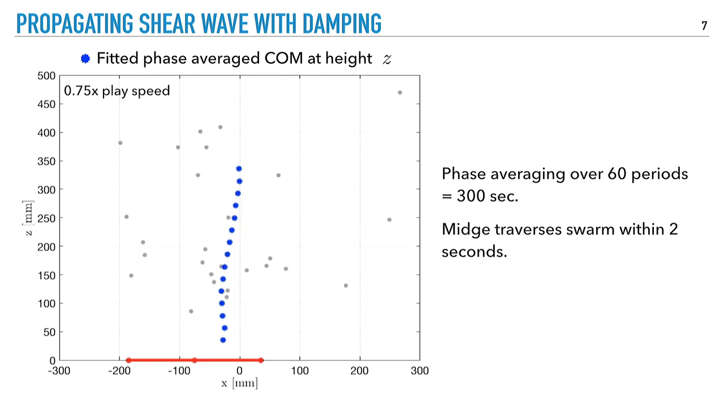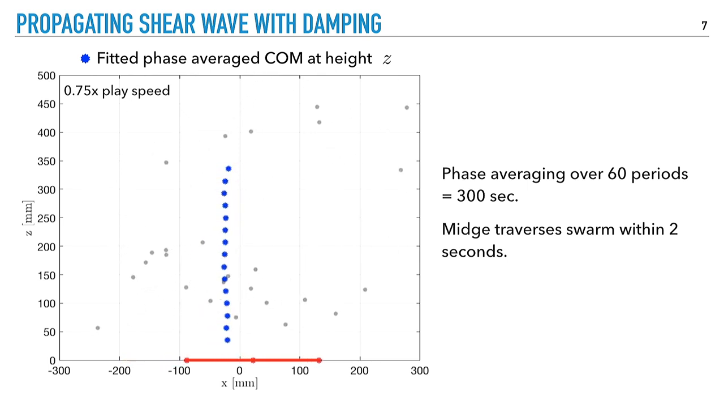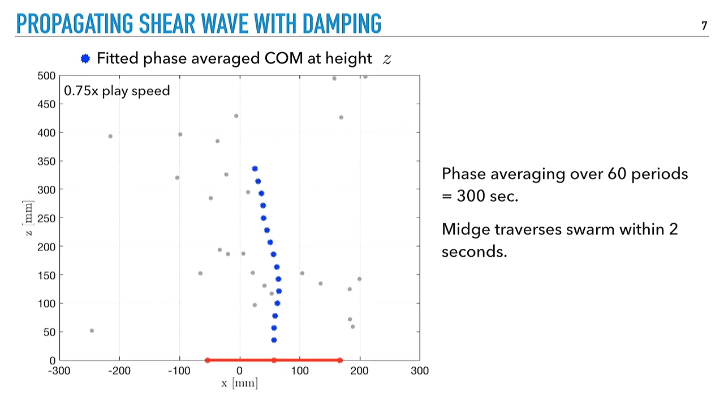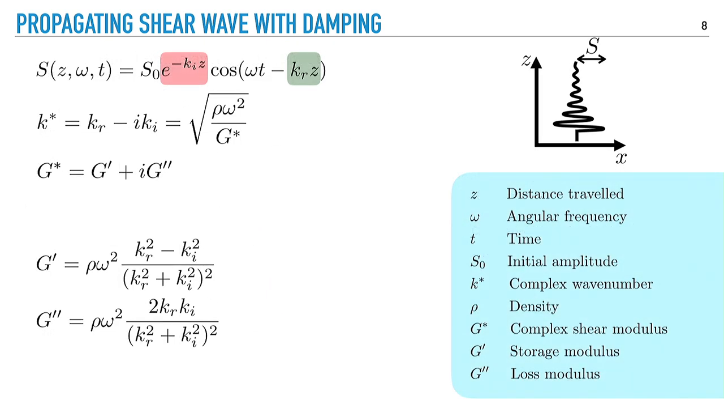And what you already can see here is actually that it looks like there's a wave traveling up through the swarm. Now, such a propagating shear wave, with the amplitude of the oscillation of the wave perpendicular to the direction of movement, can be written like that, with the amplitude S, and then the movement direction is Z. And we see that the amplitude decay comes from the exponential with minus k_I z, and the phase change comes from the minus k_R z.